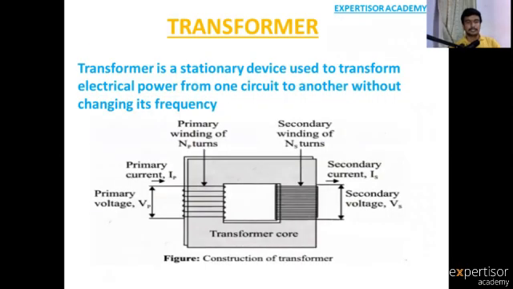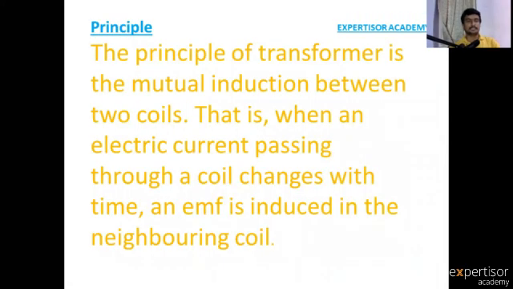So in this video we discussed the transformer definition. What is the transformer definition? It's a device to transfer the power from one circuit to another without changing its frequency. In this transformer, we have primary coils and secondary coils. We connect the primary coil with primary voltage VP and primary current IP. This one converts to the secondary coil, where voltage is VS and current is IS. Coming to the principle of the transformer, it is mutual induction. Mutual induction is nothing but an induced EMF generated in one coil by the neighboring coil.